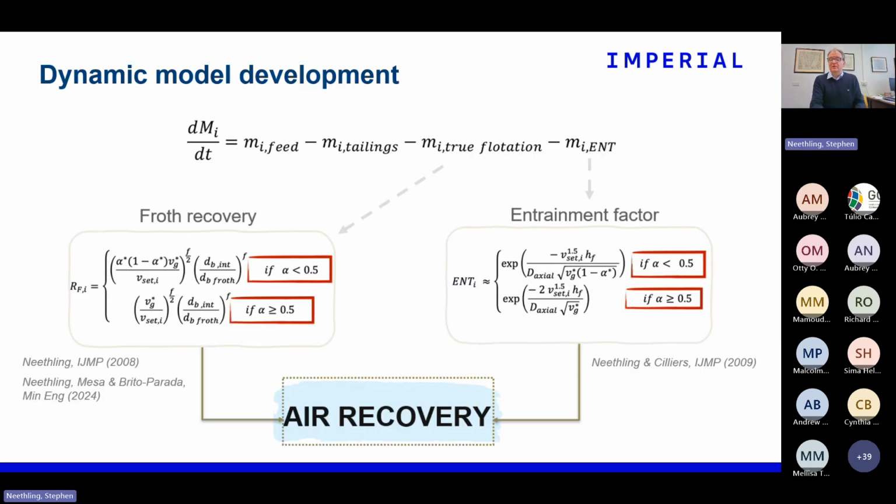The other thing that this was useful for is putting together models for doing control. So we can combine our simplified model. As well as the water model, we also have a model for froth recovery and a model for entrainment factor, all based on the same underlying physics I discussed before, again with enough assumptions to make the thing feasible to solve. And putting these together, we can develop a dynamic model for what's happening in a flotation cell.